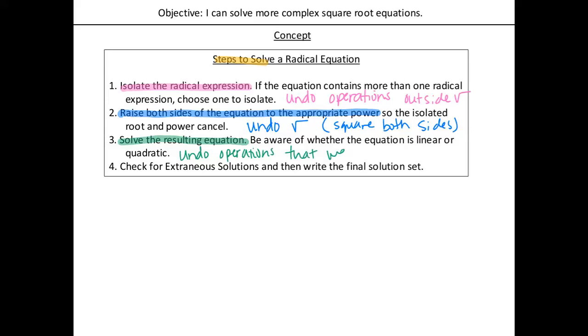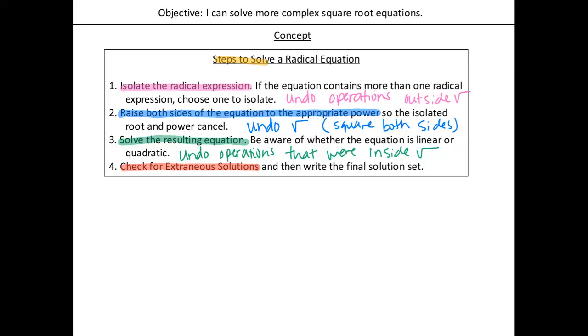But basically that means undo operations that were inside the square root. So first we'll see an equation. We'll have stuff outside the square root. You've got to get rid of all the stuff on the outside. Then you get rid of the square root, and then you'd be left with whatever was inside the square root. So you undo operations in that order, PEMDAS in reverse. And then at the end, if you remember, we're checking for extraneous solutions. You'd have to plug it into the original equation and see if it's extraneous or not.